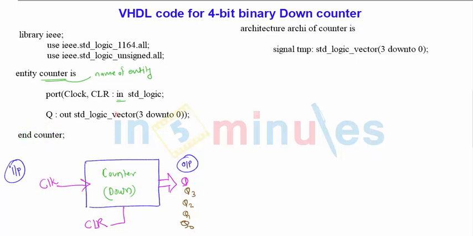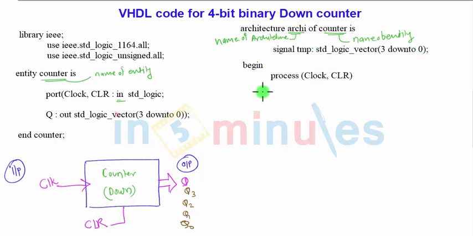To define the architecture part, the architecture syntax is architecture, the name of architecture, of, name of entity as it is. Here I am using the entity name counter, so that will be copied here. Architecture archi of counter. We are going to require a temporary signal because the data is continuously changing since it is a down counter. So temporary signal is defined as a standard logic vector, again 3 down to 0.